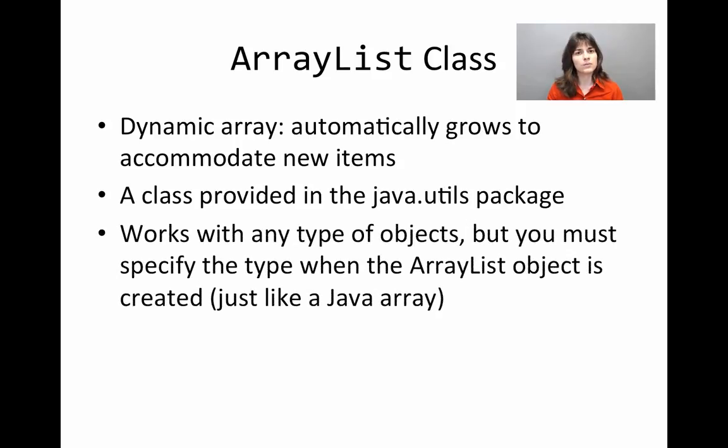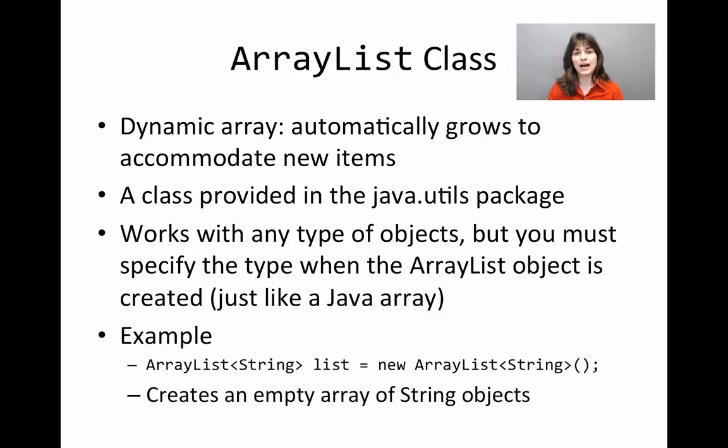The ArrayList works with all kinds of objects. However, we need to specify from the beginning, when we declare the ArrayList, what kind of objects will be stored in this ArrayList. Here is an example of how we declare a variable that is of an ArrayList type and how we create the ArrayList itself. The line that you see on your slide defines an ArrayList of strings in particular, and it creates an empty array of strings.